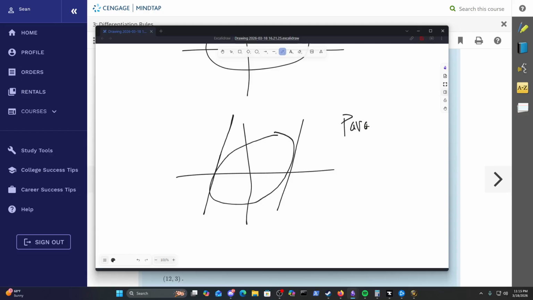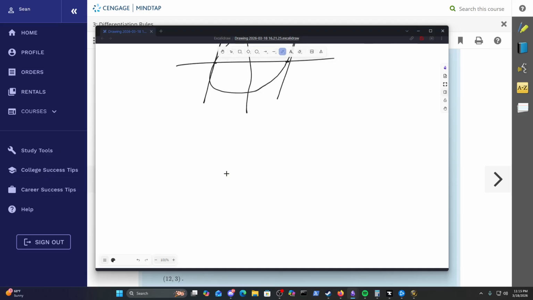These are parallel because their slopes are equal, right? Say this slope is like 1, this slope is like 1, so they'll never touch. Again, that's at the x-intercepts there, y equals 0. Obviously, this is not correct, but again, you get what I'm trying to show.